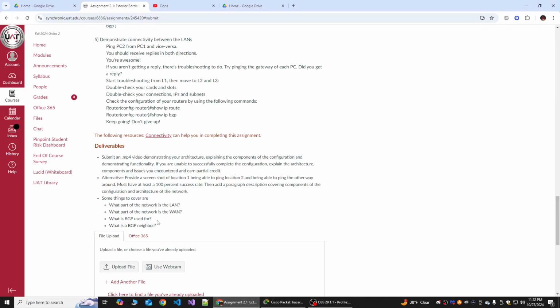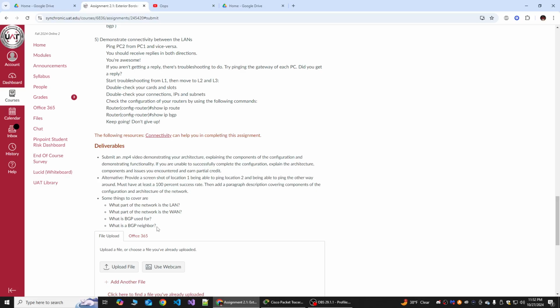Looking at the next question, what is BGP used for? The BGP, or Border Gateway Protocol, would be used to enable the main router to communicate with external networks by finding the best routes for data outside the local network.